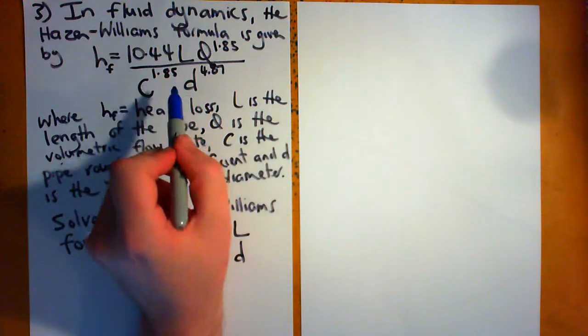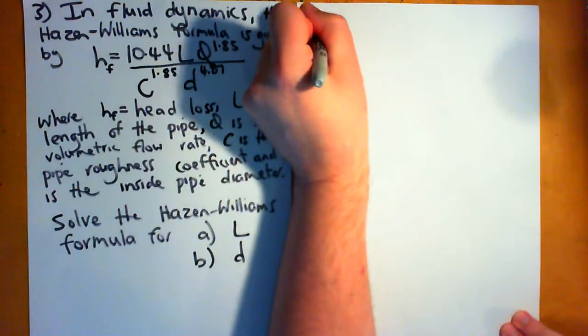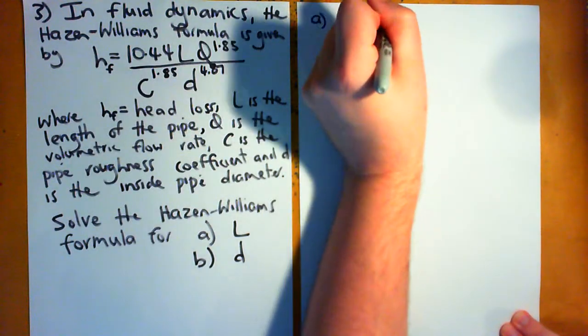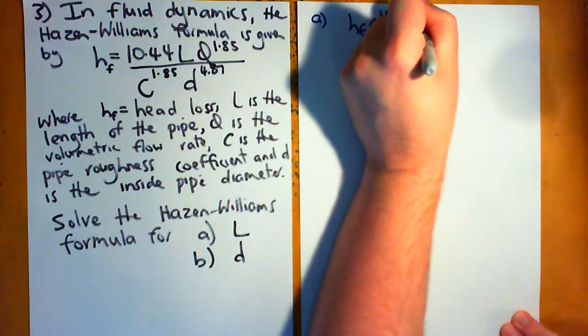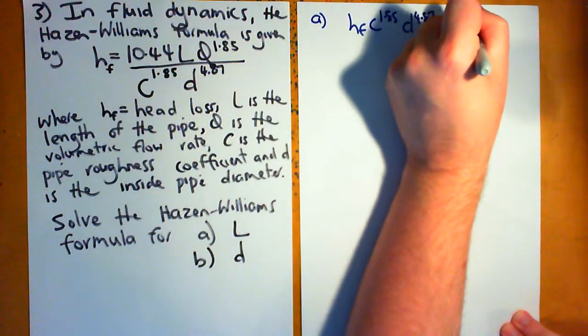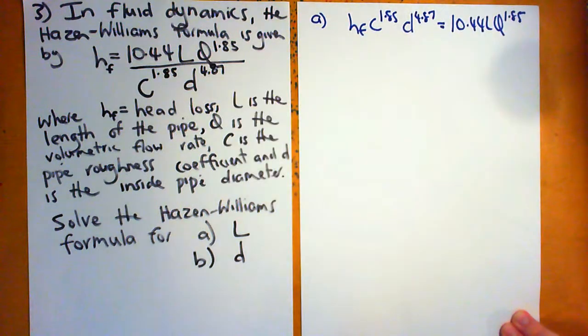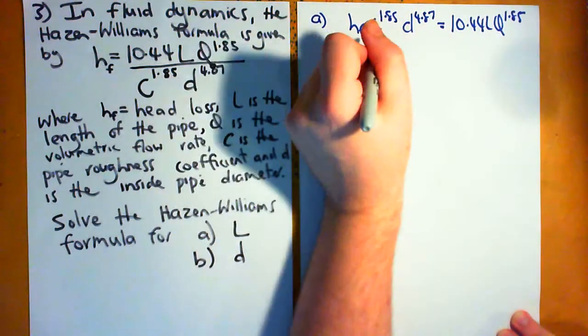Okay, so let's get rid of this denominator on the left hand side of the equation, and we can do that by multiplying through by C to the power of 1.85 D to the power of 4.87. So we get Hf times C to the 1.85 times D to the 4.87 equals what we've got on the top on that right hand side, 10.44 L Q to the 1.85. To get L the subject of that, we need to divide by 10.44 and by Q to the 1.85, which we can do all in one go.